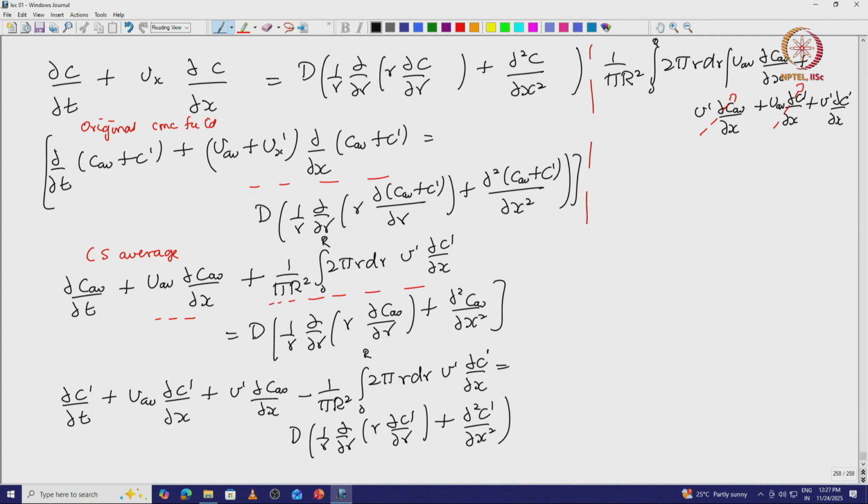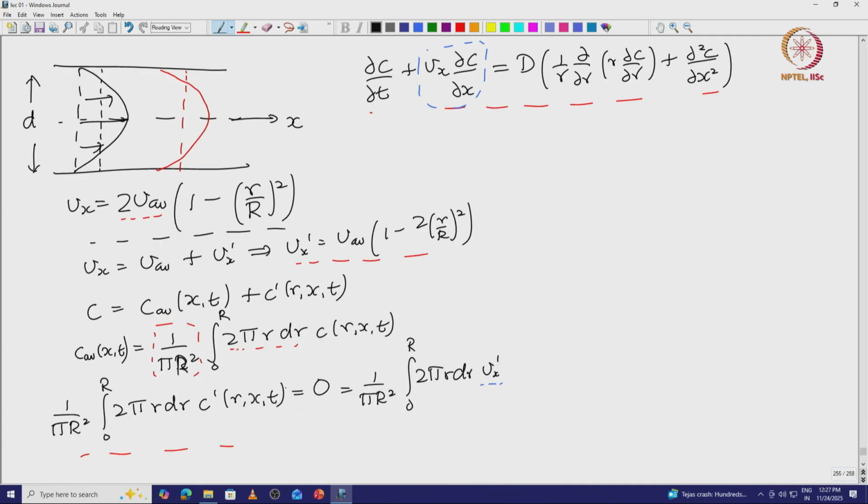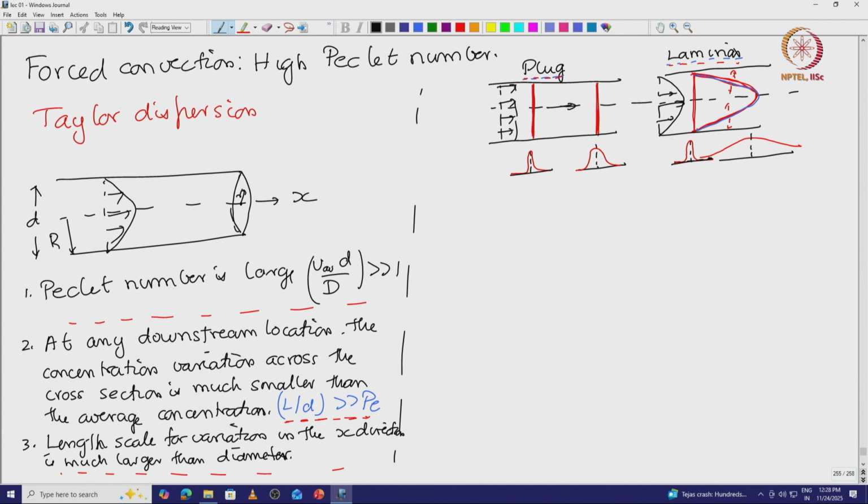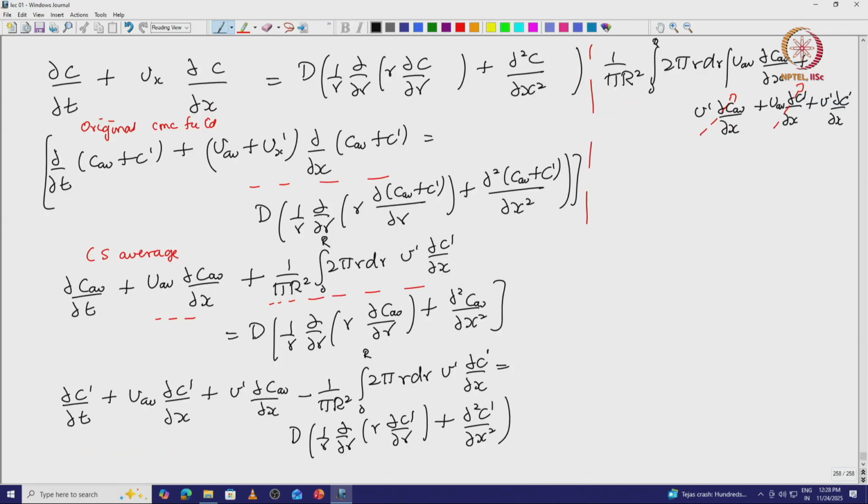So, this is the equation we have to solve for the concentration field. In this equation, recall the assumption that we had made, that at any downstream location the concentration variation across the cross section is much smaller than the average concentration. C prime is much smaller than C average.